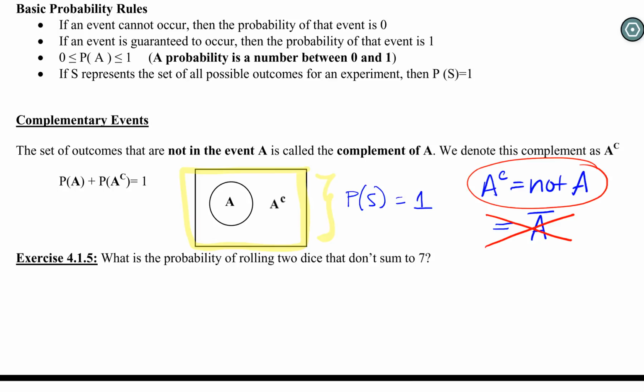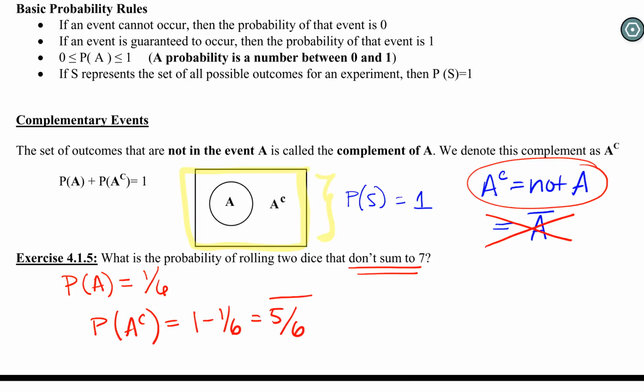So we found earlier in 4.1 that the probability of rolling 2 dice that sum to 7 was 6 events out of the 36 events in the sample space, or 1/6. Then the probability of rolling 2 that don't sum to 7, well, the probability of our A complement must just be 1 minus that. It must be a 5/6 chance.